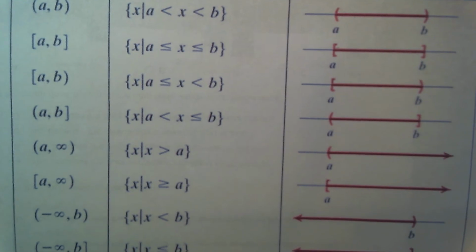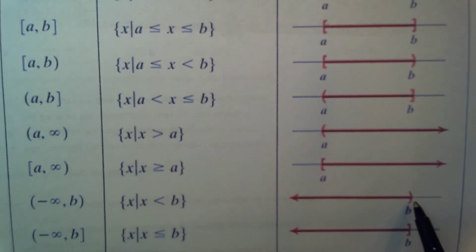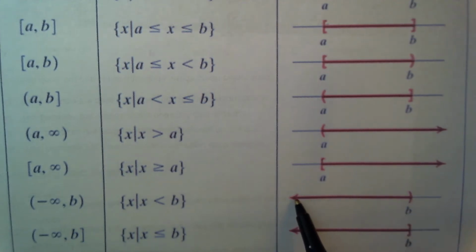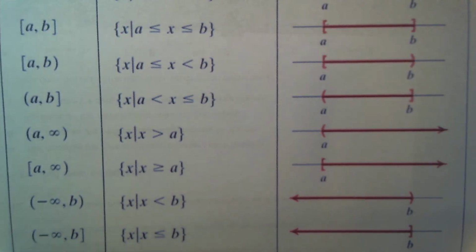Then when we have negative infinity, it's like minus infinity to b, and notice that there's a parenthesis there. So in other words, the set of all x such that x is less than b. So in other words, b itself is not included. So here we have b and then all the way to negative infinity. And that's again the indication that this continues indefinitely. And again, notice that infinity, or minus infinity in this case, also has a parenthesis. Again, it never has a bracket.